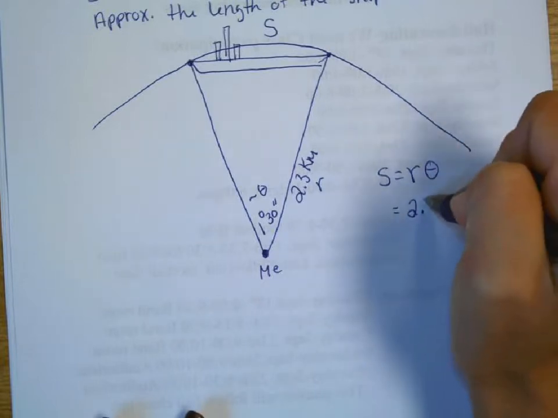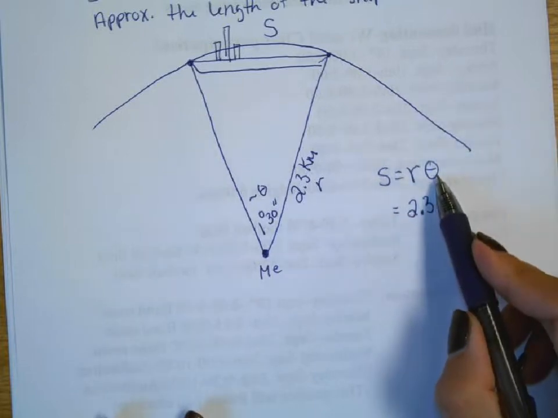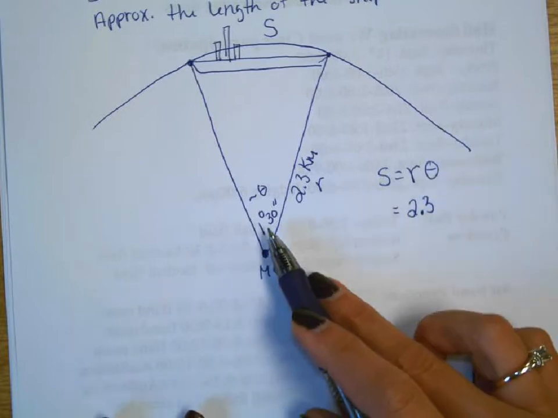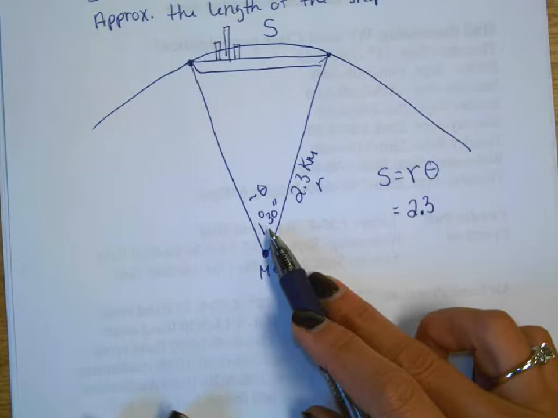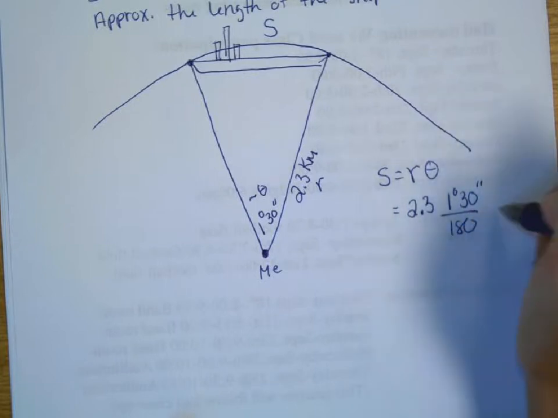Radius is 2.3. You call it almost theta? Because my formula says theta has to be in radians. The real theta must be radians. I've got degrees. So that tells me, boy, I've got to do a little bit of work when I put it in my formula. So how do I get from degrees? Divide by 180 and multiply by pi.